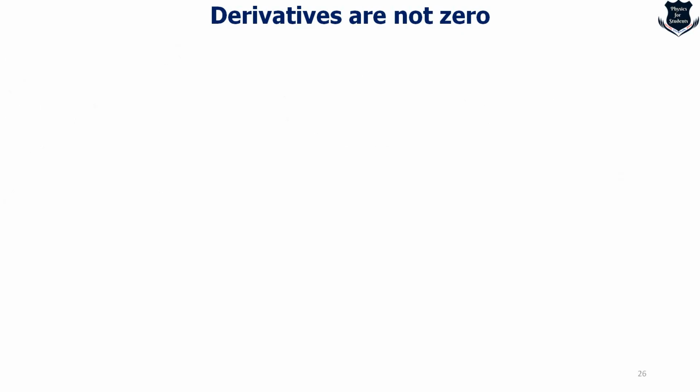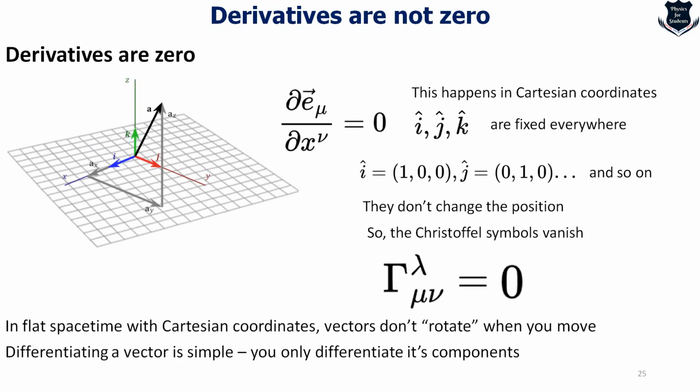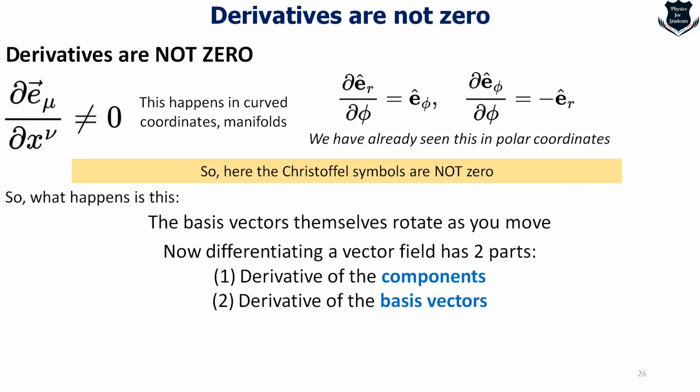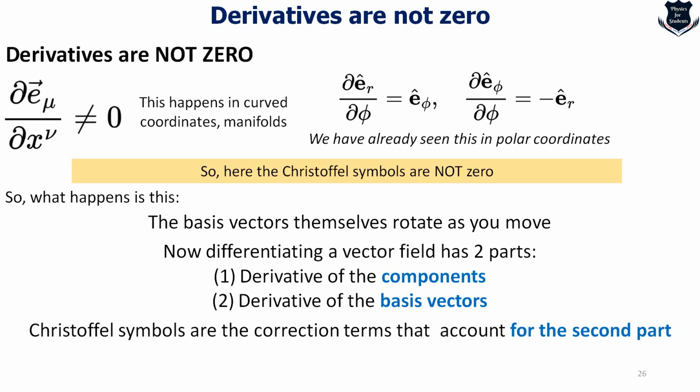If you go quickly to the first part of this video, here I have written at the bottom that differentiating is simple. Why? Because you only differentiate its components. But when I come to this part, you see there are two parts. The first part is the component, which is done for Cartesian coordinates, but the derivative of the basis vectors and Christoffel symbols take part in the second part. That means it does all the correction terms for the differentiation of the basis vectors, and the ordinary Cartesian components do the differentiation of only the components.